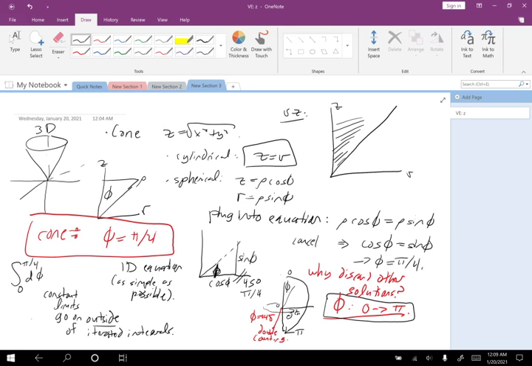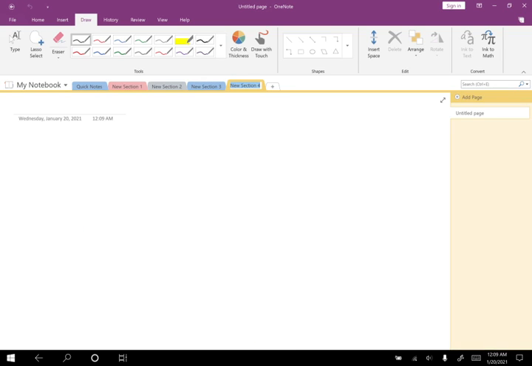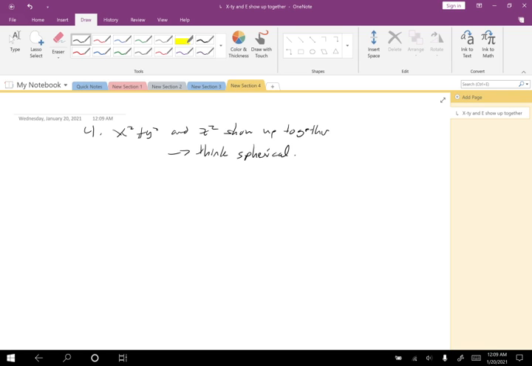Okay, so one more thing I want to mention is if you have x squared plus y squared and z squared show up together, you should think spherical. Cylindrical will probably work too, but usually not as well. And Cartesian XYZ is just bad. Do not use it when you see sums of squares.